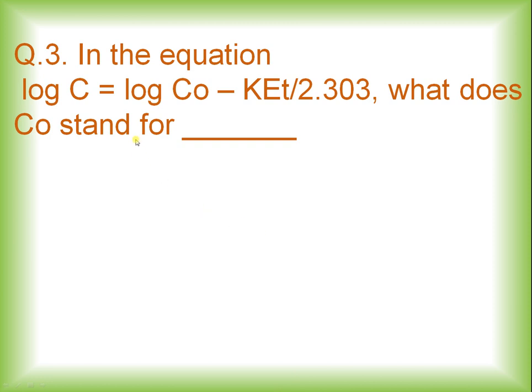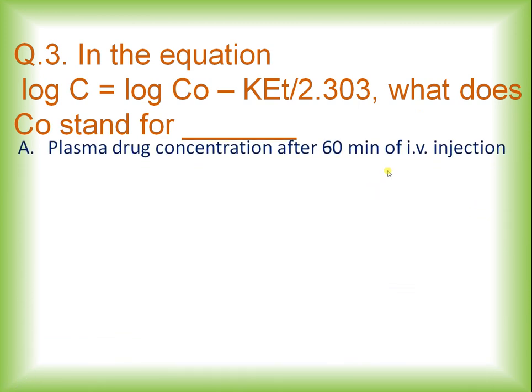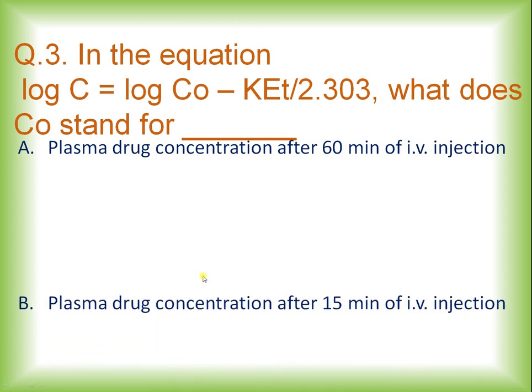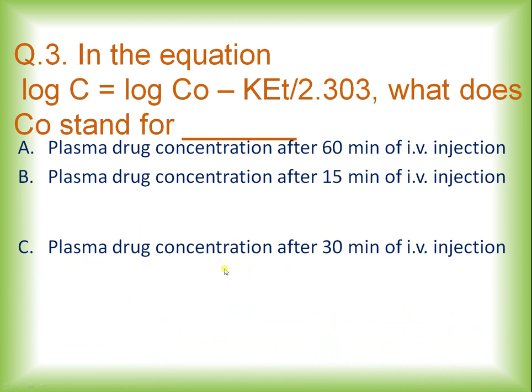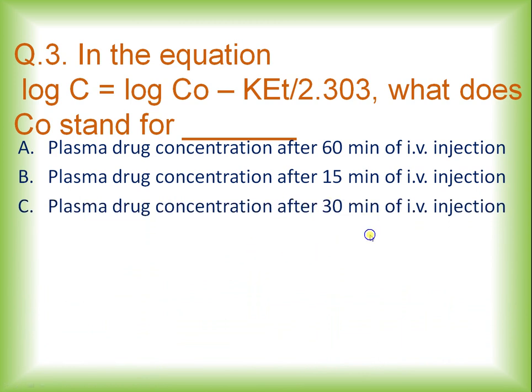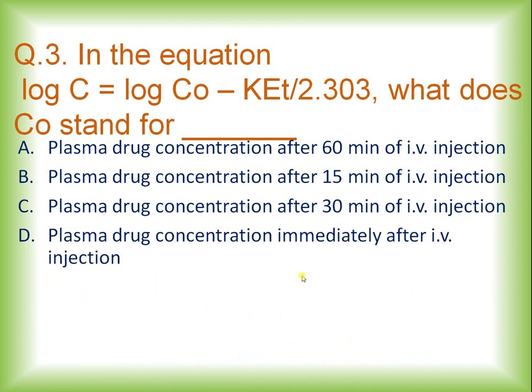Now in the equation log C equals log C0 minus Ket divided by 2.303, what does C0 stand for? The options are: plasma drug concentration after 60 minutes of IV injection, plasma drug concentration after 15 minutes of injection, plasma drug concentration after 30 minutes of IV injection, or plasma drug concentration immediately after IV injection. And the right answer is option D.